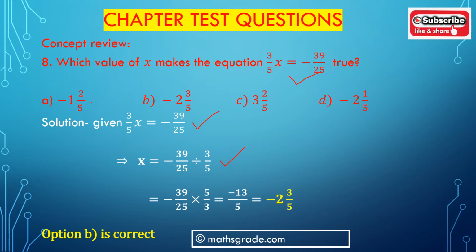So -39/25 multiplied with 5/3, and cancel 3 with 39, that is 13, and cancel 5 with 25, that is 5. We get -13/5, that is, 5 multiplied with 2 is 10, 10 plus 3 is 13. So -2 3/5 is the answer. So option B is the correct answer.